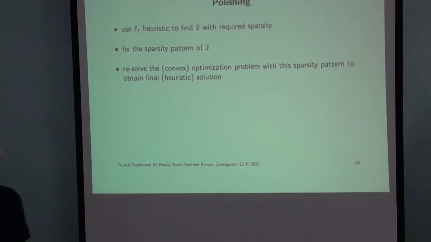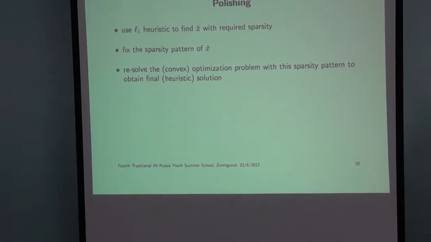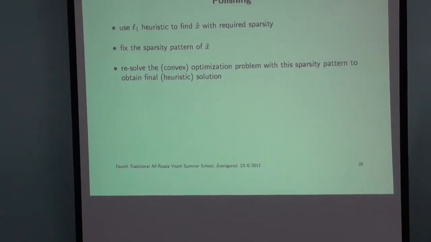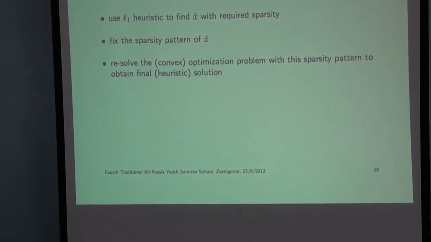Now this is something which some people in some applications do always, other people in other applications never do. I call it polishing. That's not a standard term, I just made it up, and I think other people now use this word. The idea is this: use the L1 heuristic to find the x outputs that require sparsity. So you turn your knob until you have, say, 120 bars in your truss out of 1,000,000 possible ones.